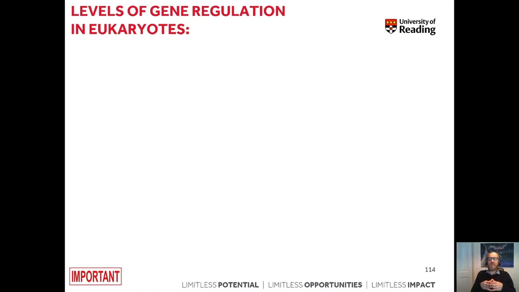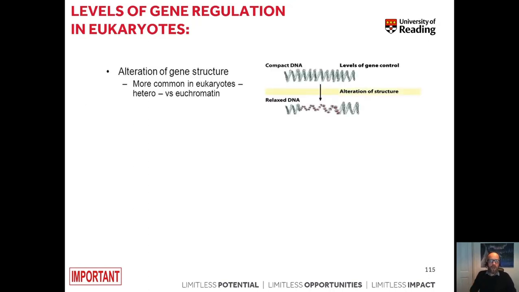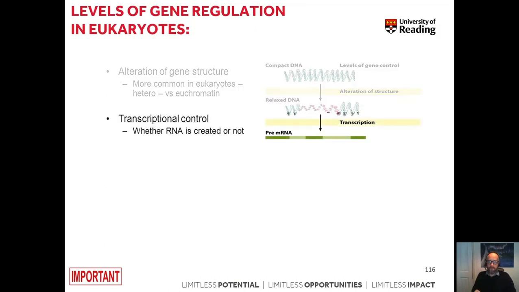So let us summarize what the levels of gene regulation in human cells are. And this is actually something you need to remember for the exam. So gene regulation can be achieved by alteration of the gene structure, right? So heterochromatin can be turned into euchromatin and vice versa. The next level of gene regulation is transcriptional control. And this decides whether RNA is created or not. And this is achieved by promoter-specific transcription factors that are expressed depending on the environmental situation, age, and so on.